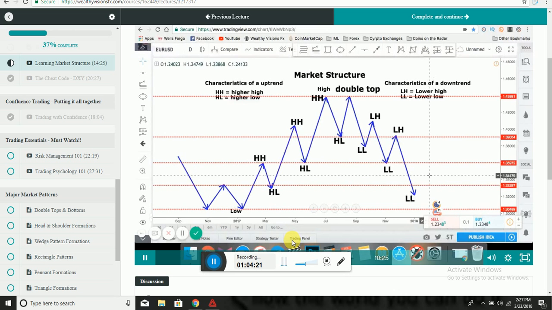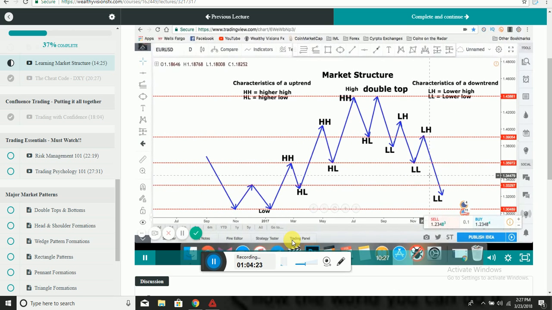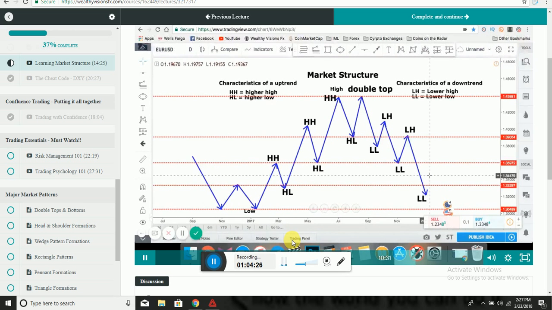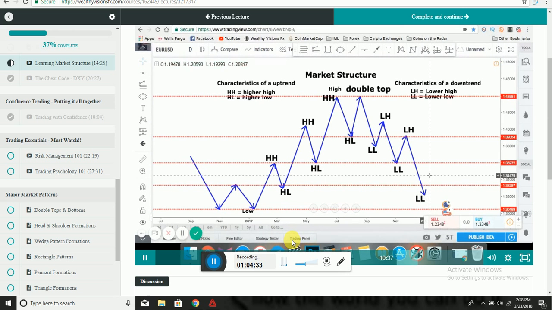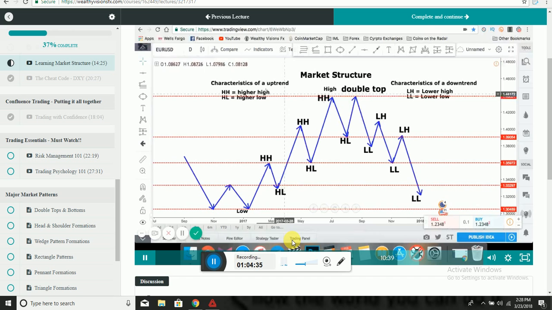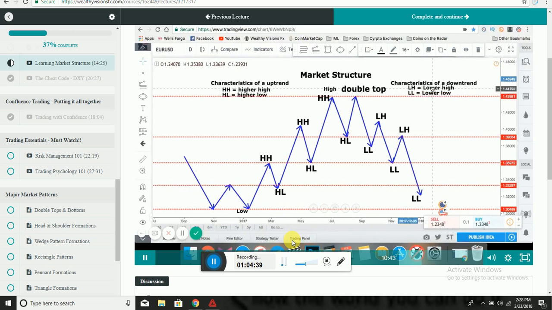Once you learn this concept right here, which I'm going over, it's going to take your trading to the next level. It's literally going to change the game for you. Okay? Learn this stuff. Take a picture of this chart right here if you have to, right? Look at the characteristics of an uptrend. Look at the characteristics of a downtrend. All right? And go on a chart and actually start marking them off. Okay?